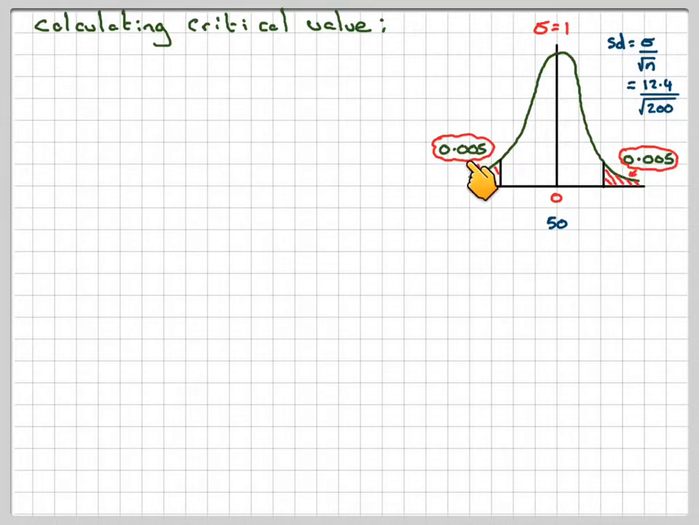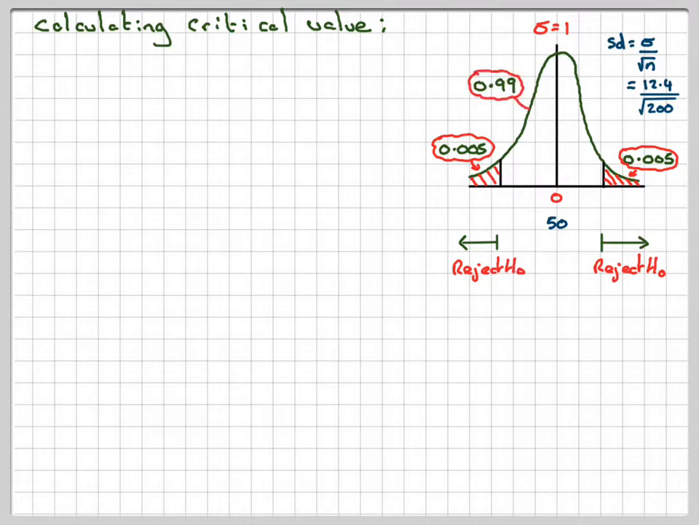Now the reason being is that it's two-tailed, so the lower tail and the upper tail must come to 1%. If our values, when we calculate them, fall either here or here, we will reject H0, which means that the middle value is 0.99. So we're asked to calculate this value. Now we calculate this value using our calculator.